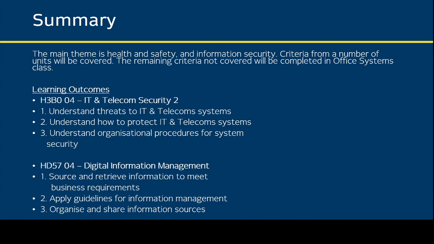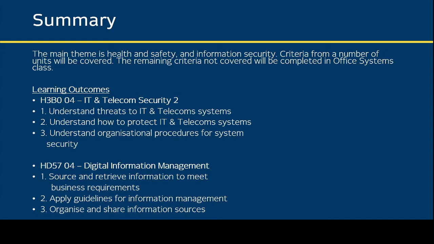So the first one is H3B004, which is IT and Telecom Security 2. It's 3 learning outcomes for that unit, which is understand threats to IT and telecom systems. Learning outcome 2 is understand how to protect IT systems, and outcome 3 is understand organisational procedures for system security.